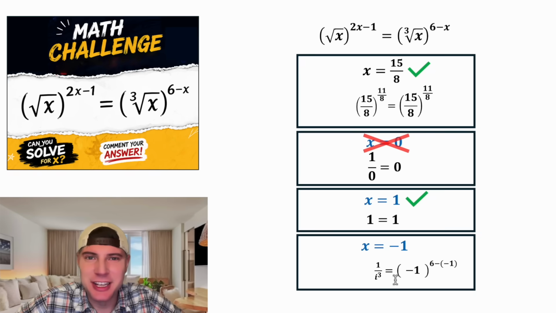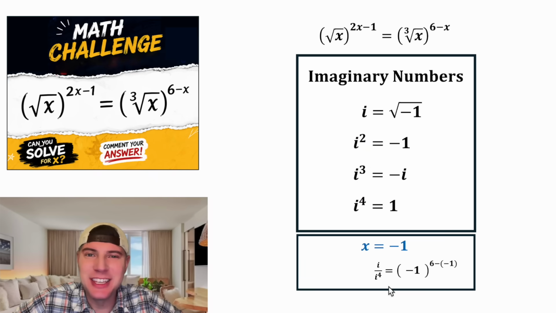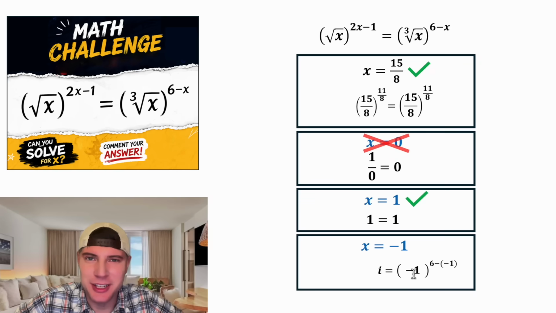And then to rationalize the denominator, we can multiply top and bottom of this by i. On bottom, i times i cubed is equal to i to the 4th, and on top, i times 1 is equal to i. And using these notes, i to the 4th is equal to 1. So the left-hand side is equal to i. And then on the right-hand side, 6 minus negative 1 is the same thing as 6 plus 1, and that's equal to 7. And negative 1 to an odd power is equal to negative 1. So on the right-hand side, we end up with negative 1. Since i does not equal negative 1, this solution is not valid.